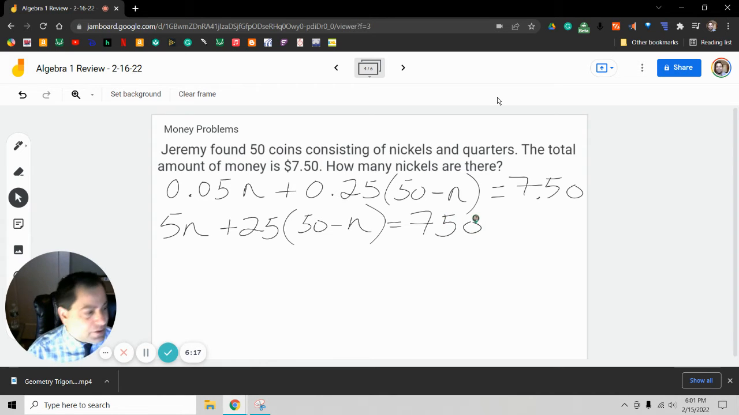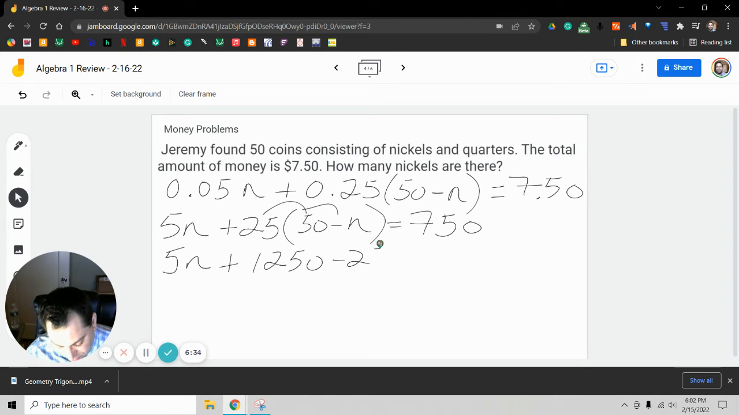$7.50. I'm going to distribute the 25. So I get 5n plus 12.50 minus 25n equals 7.50.